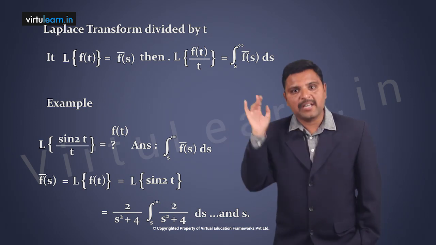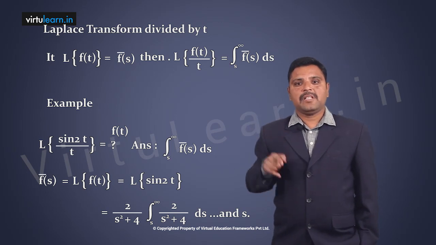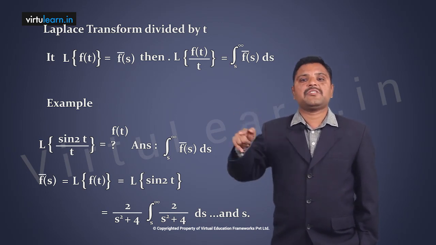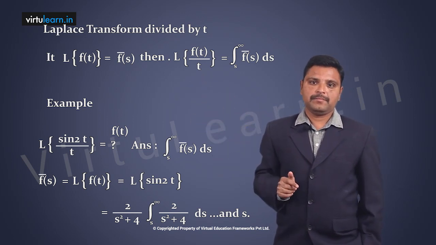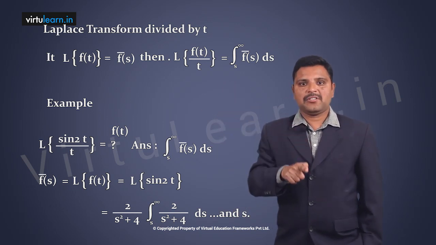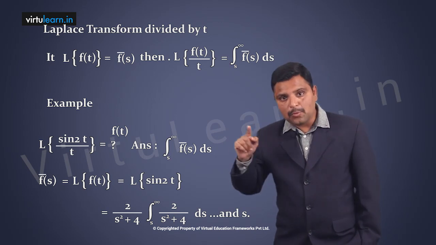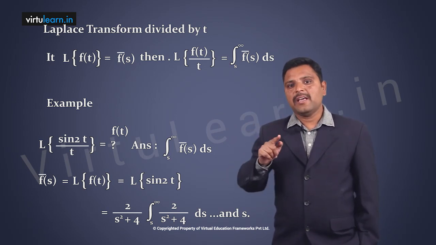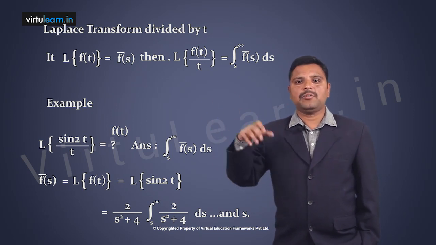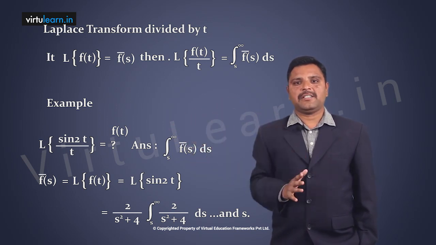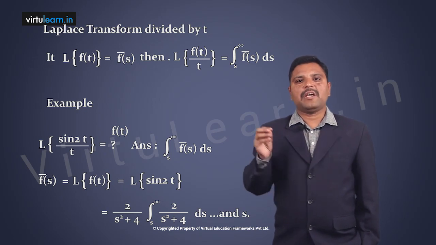Then you calculate f bar of s separately. F bar of s is the Laplace transform of f of t, which is the Laplace transform of sine 2t, that is, 2 by s square plus 4. Then you substitute: the Laplace transform of sine 2t by t equals the integral from s to infinity of 2 by s square plus 4 into s ds, and you do the integration, then automatically we get the answer. Like this we will calculate the problems. Based on this method also we have done some problems.